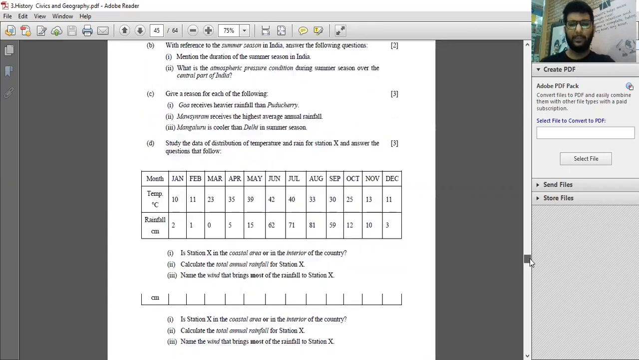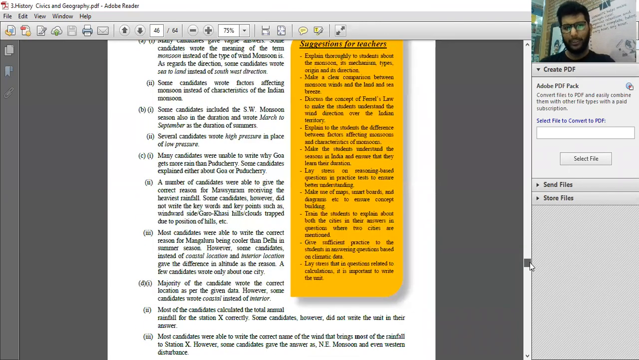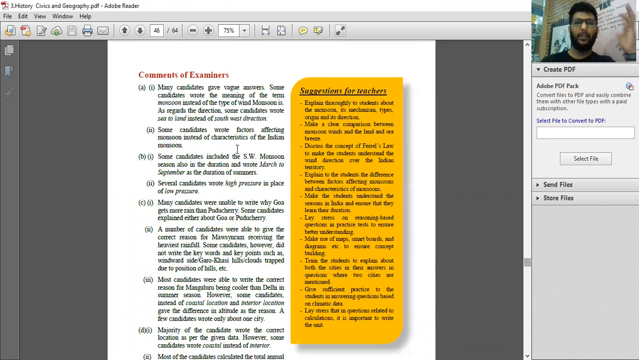So let's understand certain important things. What I want to point out for you. So first and foremost, candidates were able to identify. Okay, when it comes to answers, of course, at times very vague answers have been given. For example, the candidates had to mention the winds which are bringing the rainfall, and they rather wrote about the description of the wind. So be careful with that. Some candidates wrote factors affecting the monsoon instead of characteristics of the Indian monsoon. So be careful with the difference by understanding the question.